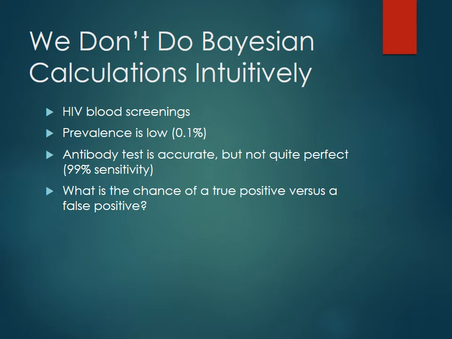Say in a normal healthy population, the incidence or the prevalence of HIV is pretty low. So we'll say in this circumstance it's 0.1%. Okay, so these are just some assumptions we're going to go into the test with. So we want to do a new antibody test. We know it's pretty accurate, but it's not quite perfect. So it has about 99% sensitivity.